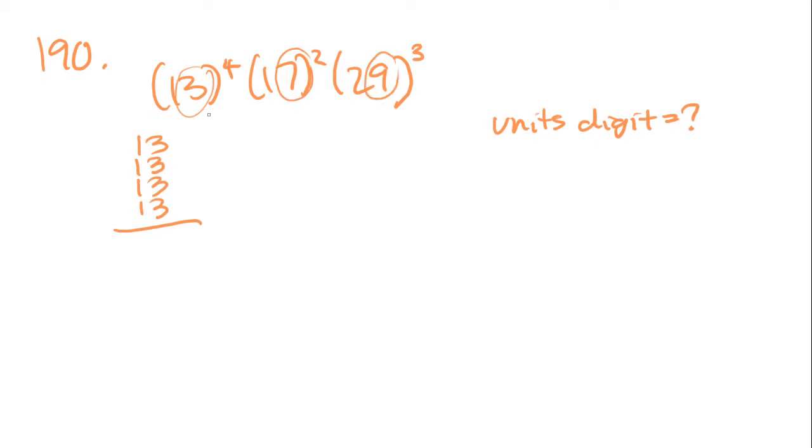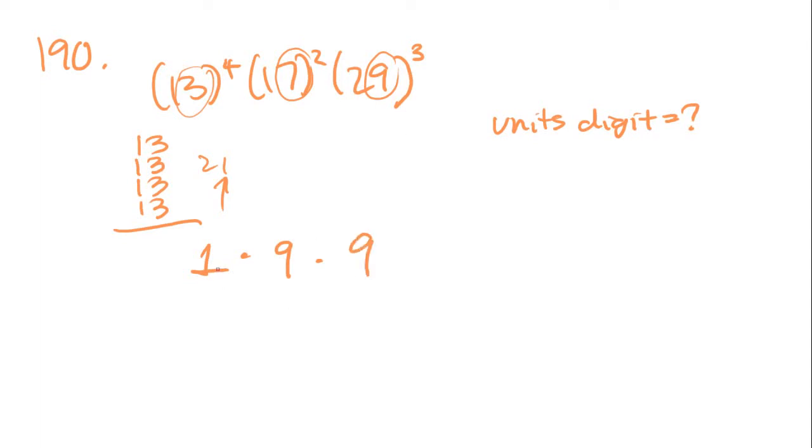So 3 times 3 times 3 times 3, what is that going to be? 3 times 3 is 9, times 3 is 27, and for 27 times 3, that units digit is going to be 3 times 7, which is 21, right? And we only care about the units digit, so it's going to be 1. 17 squared, we only look at the 7. 7 times 7 is 49, and the units digit is 9. 29 times 29 times 29, we only look at the 9. 9 times 9 is 81, times 9, 9 times 1 is going to be 9.